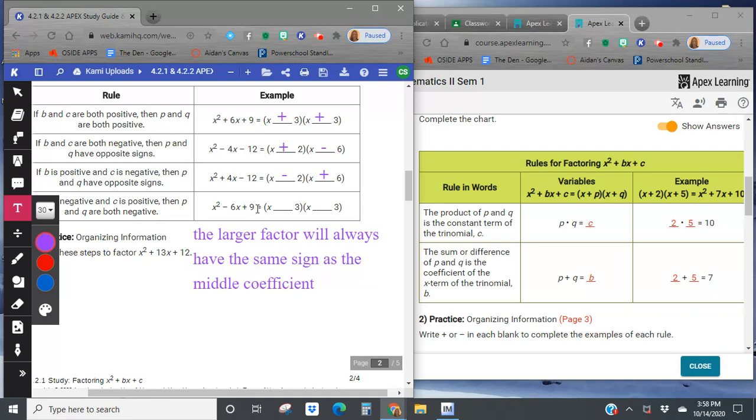Finally, if the end is positive but the middle is negative, this is where both have to be negative, because a negative times a negative equals a positive.